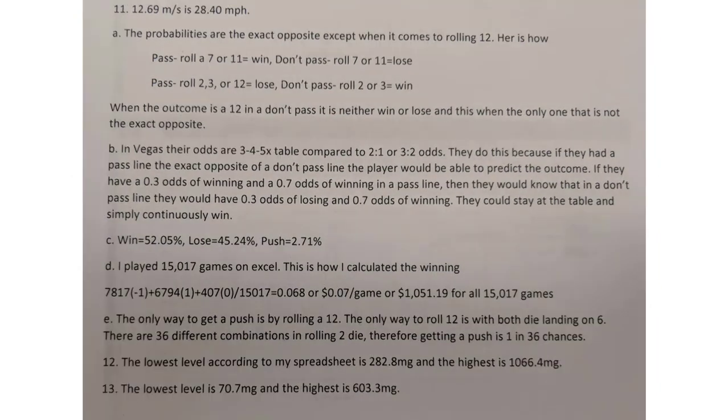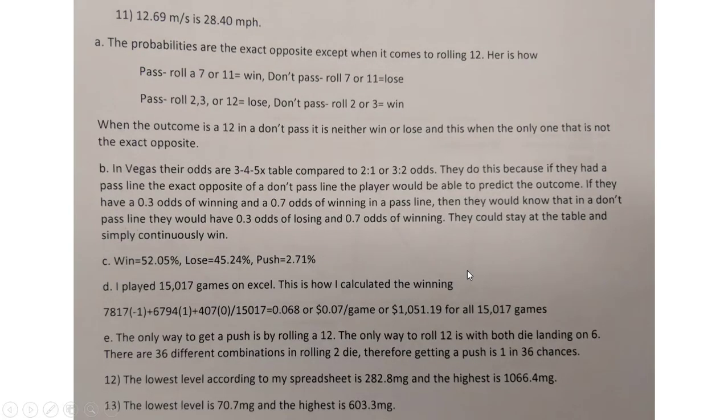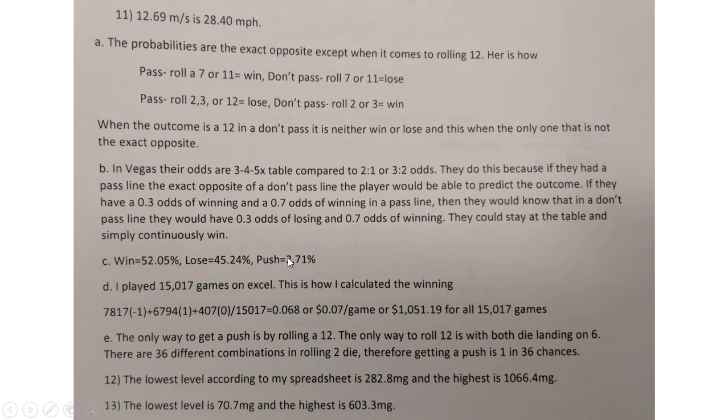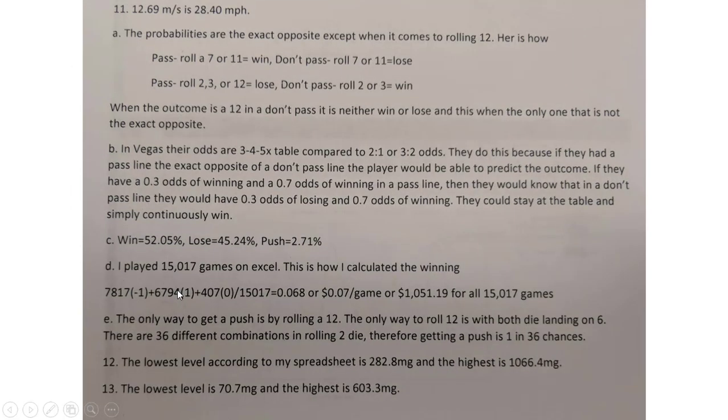Interesting also is some of the phrasing. For example, this is how I calculated the winning, with no period. Whoops. Also no period. Also no period. I played 15,017 games on Excel. So did this person. So did that person. I find it very hard to believe that they did a random number simulation and all three of them randomly got the same results.